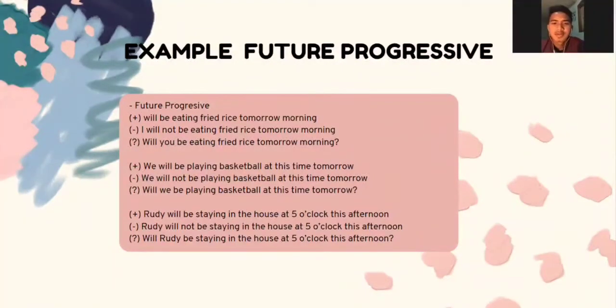Positive. Rudy will be staying in the house at 5 o'clock this afternoon. Negative. Rudy will not be staying in the house at 5 o'clock this afternoon. Interrogative. Will Rudy be staying in the house at 5 o'clock this afternoon?